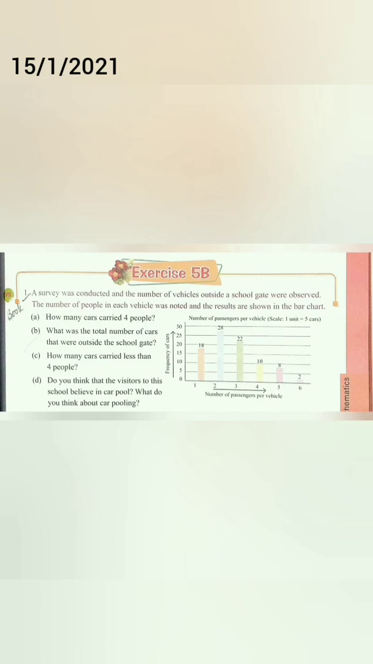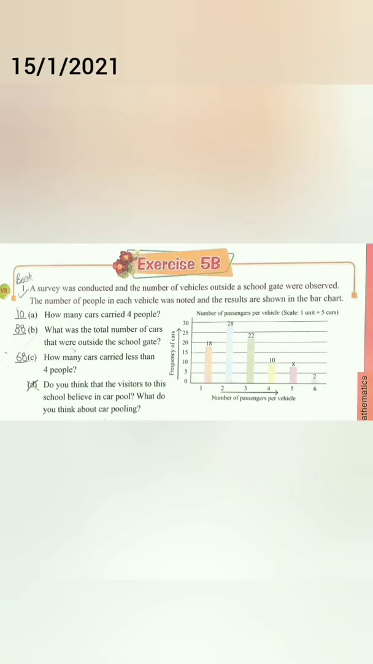Now question C is, how many cars carried less than 4 people? For finding the answer to this question, we will add the number of cars carrying 1, 2, 3 passengers because it should be less than 4. So we will add 18 plus 28 plus 22. So the answer is 68. Now you can write the answers from here.